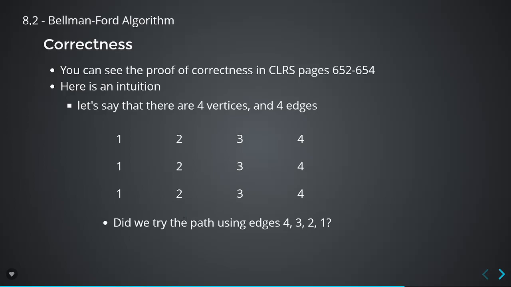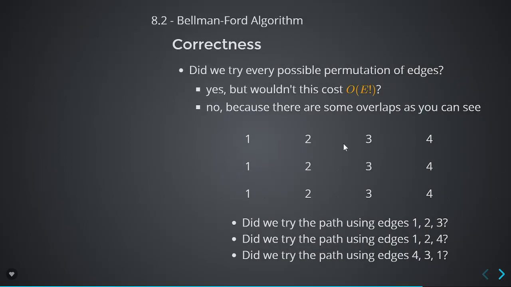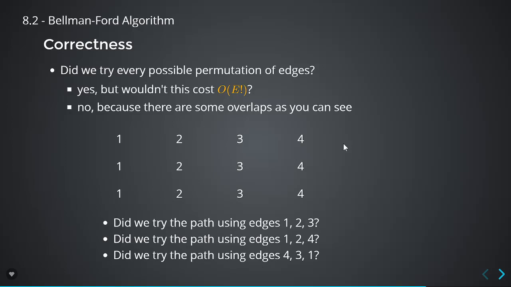Think about the path using edges 4, 3, 2, and 1. You have a graph with 4 vertices. If you got a graph with 4 vertices, the shortest path between any 2 vertices should just be of length 3. If you have a path of length 4, that means you have some sort of cycle going on, which is not the shortest path. Remember that in the previous lecture, we discussed how the shortest path should not have any cycle in it. And so if we do the loop 3 times, that should give you the shortest path, because that's the maximum length of the shortest path, because you only have 4 vertices. So effectively, we tried every single permutation of length 3 in the algorithm.